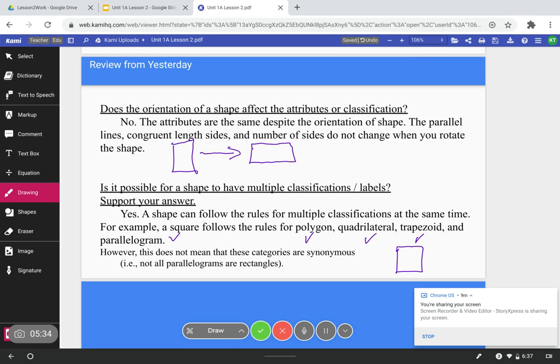A quadrilateral is a shape that has 4 sides. Well, a square does have 4 sides, so it is a quadrilateral also. Trapezoid, it must have at least 1 pair of parallel lines. And a square does. A square has at least 1 pair of parallel lines. It actually has 2. And since it does have 2 pairs of parallel lines, that makes it a parallelogram.